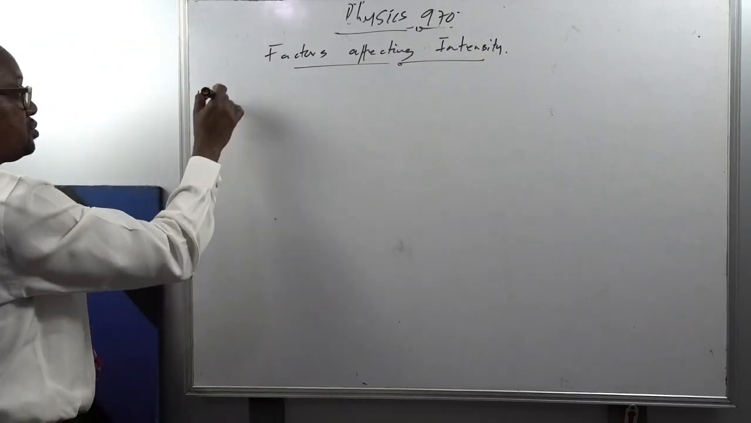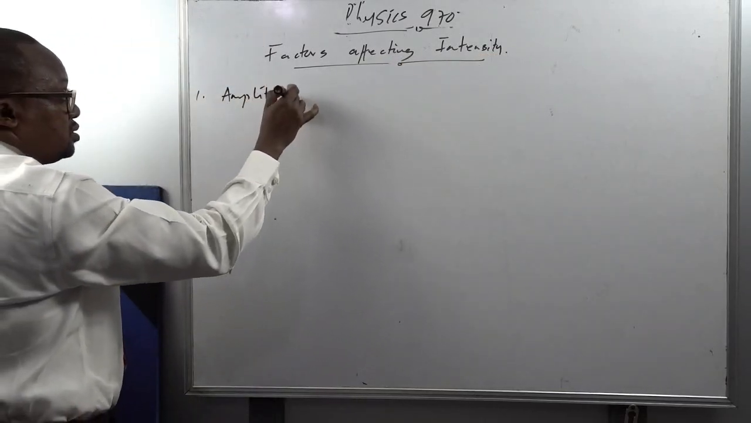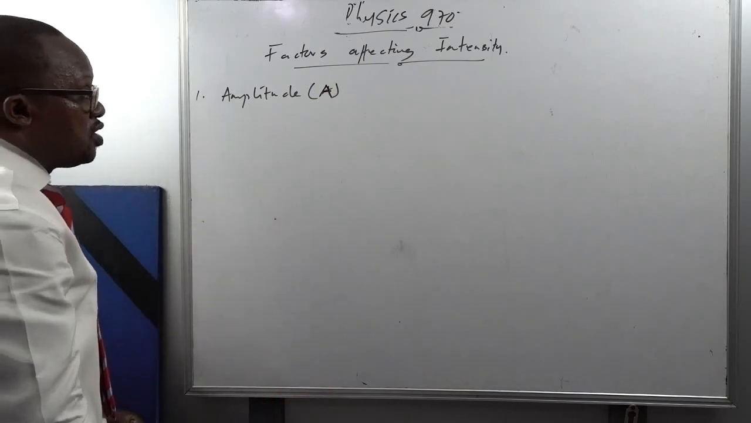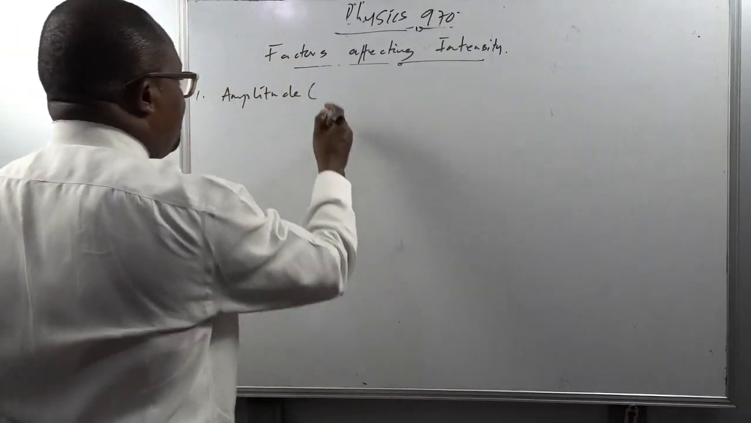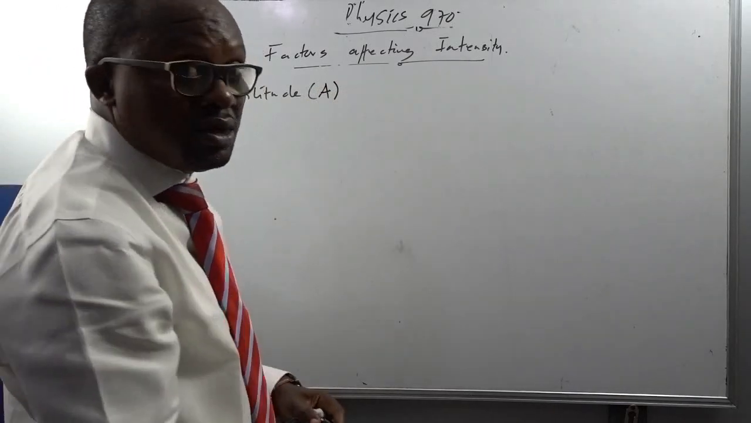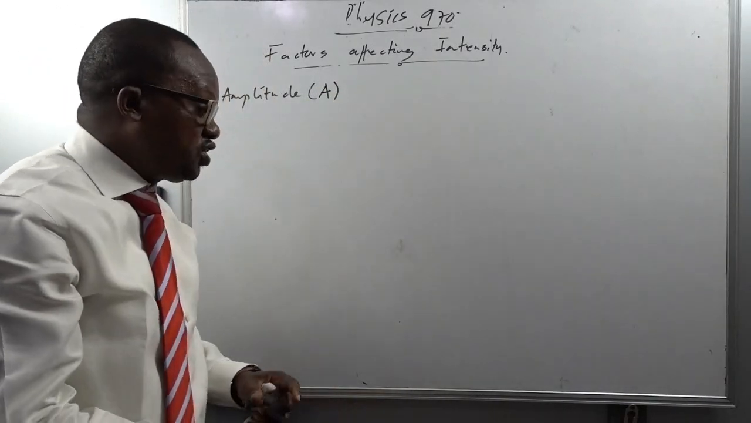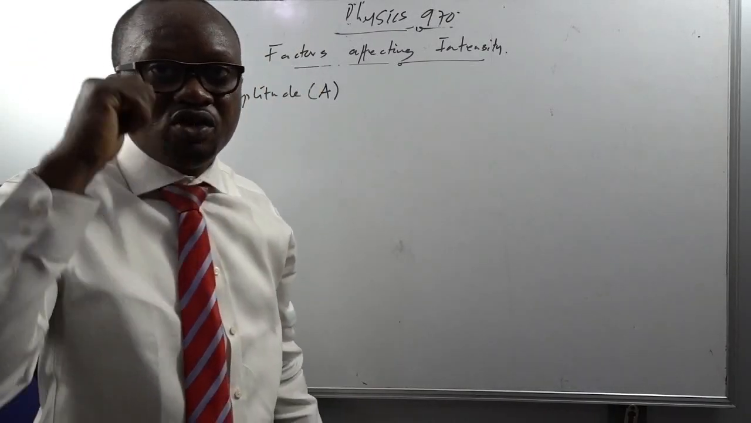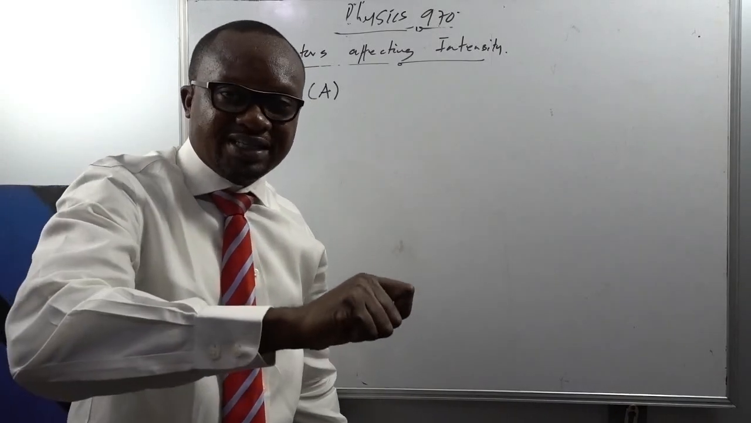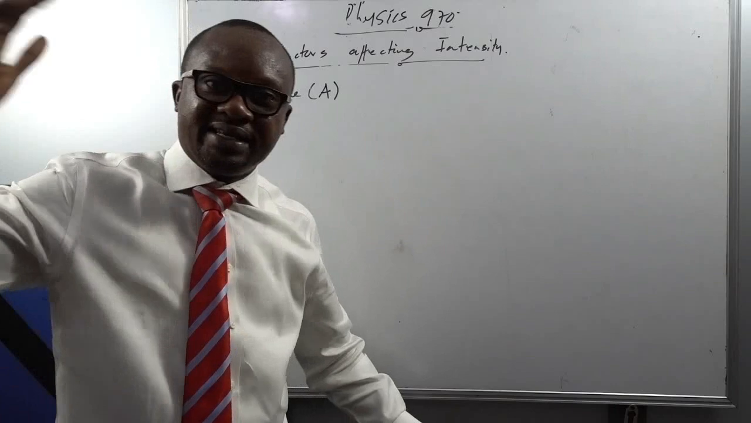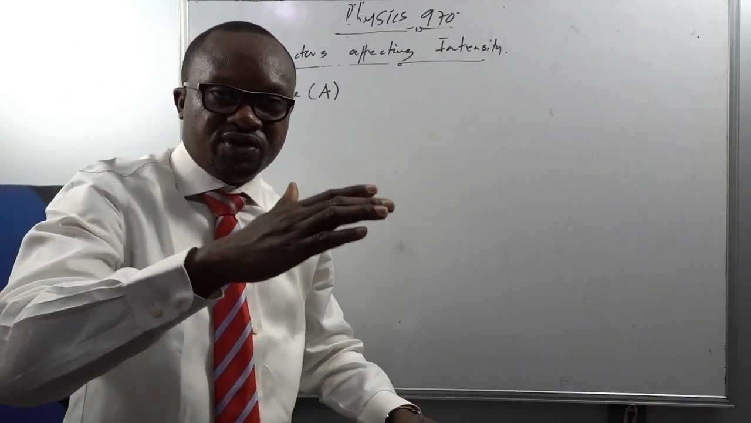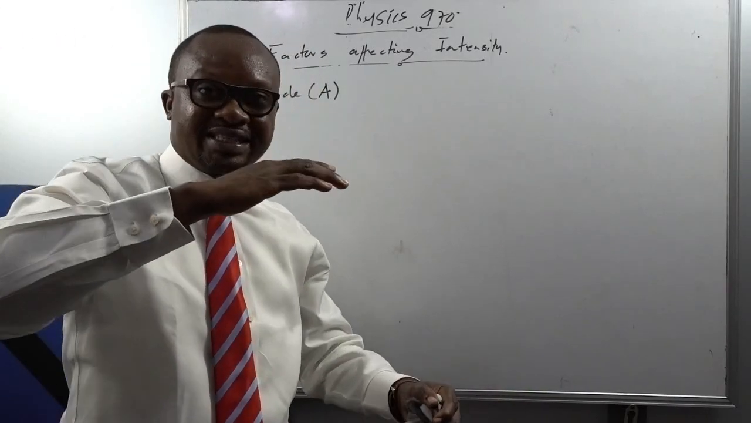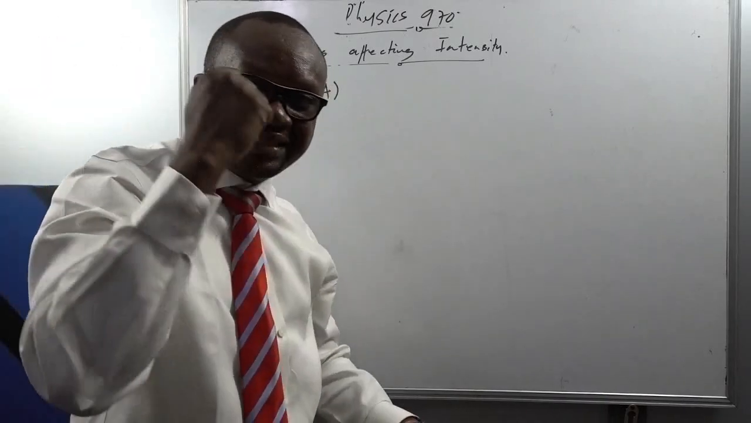Number one is amplitude. Remember, we have said that we can denote amplitude with A. One of the factors that affect intensity is amplitude, denoted with A. Now, how does amplitude affect intensity? If you are playing music from a loudspeaker, you now increase the loudness. When you increase the loudness, you see that the amplitude of vibration of the cone will increase. So if it was vibrating like this before, the cone vibrates more, amplitude increases. Boom, boom, boom. So when you increase the amplitude of vibration, loudness increases.